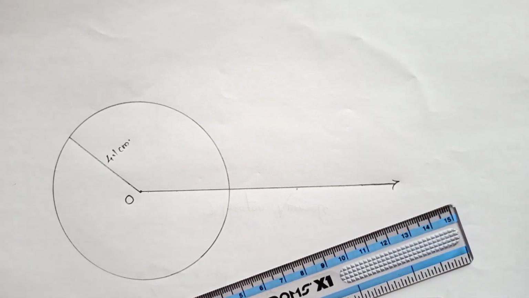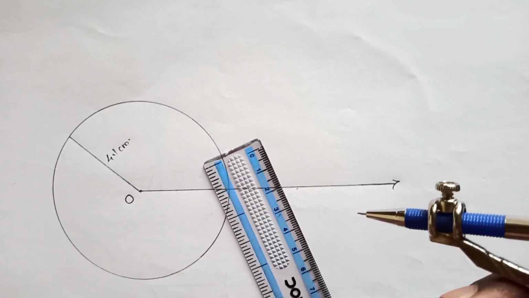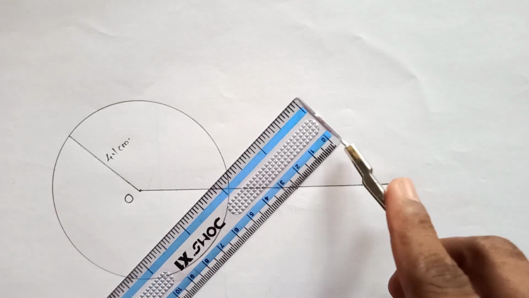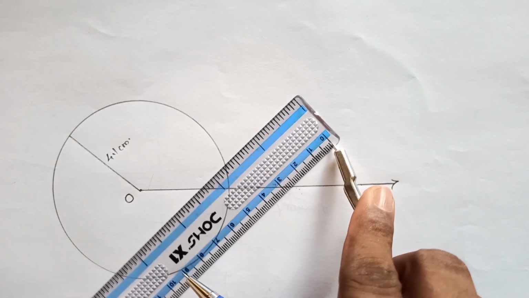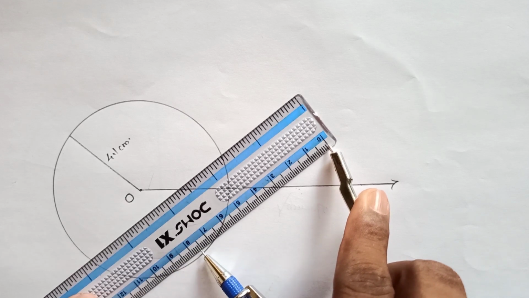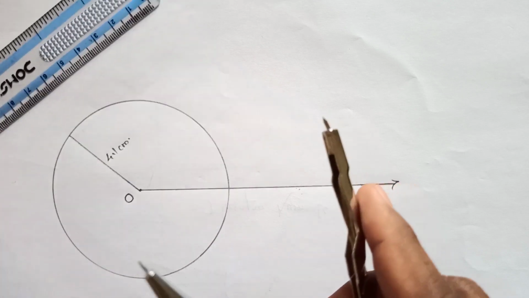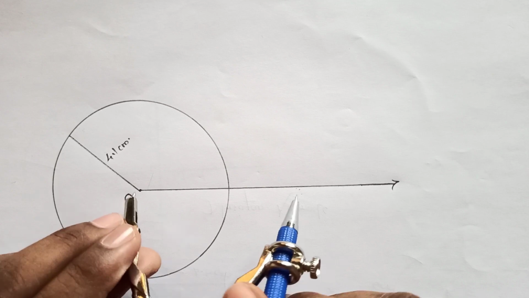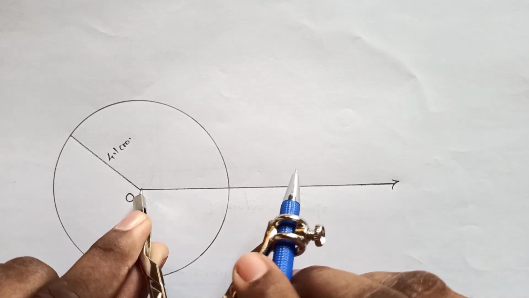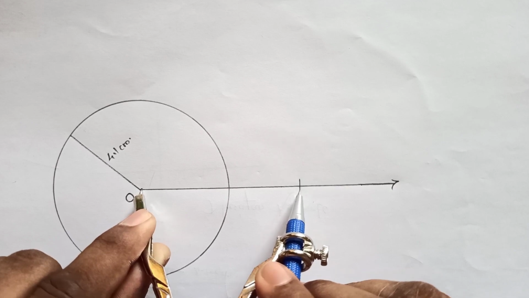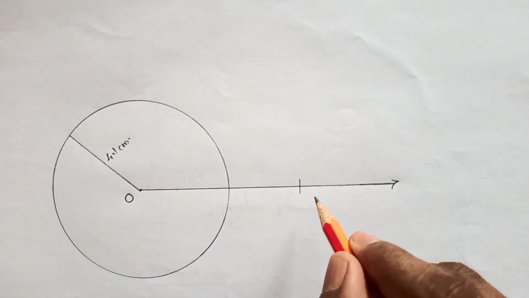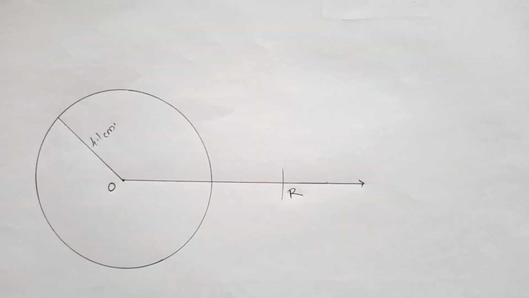Okay, so this is the ray, and from this center the exterior point is at 7.3 centimeter. So let's take that 7.3 centimeter in the compass. Look at this, 7.3 centimeter. Okay, this is the 7.3 centimeter, and hold this compass on the point O, which is the center of the circle, and make one arc. Look at this. So this is the point, suppose R, which is the exterior point.